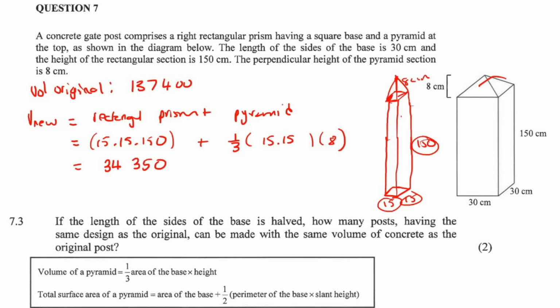So if we work this out, we end up with 34,350. Then we're just going to divide these two numbers, because they just want to know how many of these can we make until the volume will be the same as this one. So we can just say 137,400 divided by 34,350, and we get 4. So we could make 4 posts.